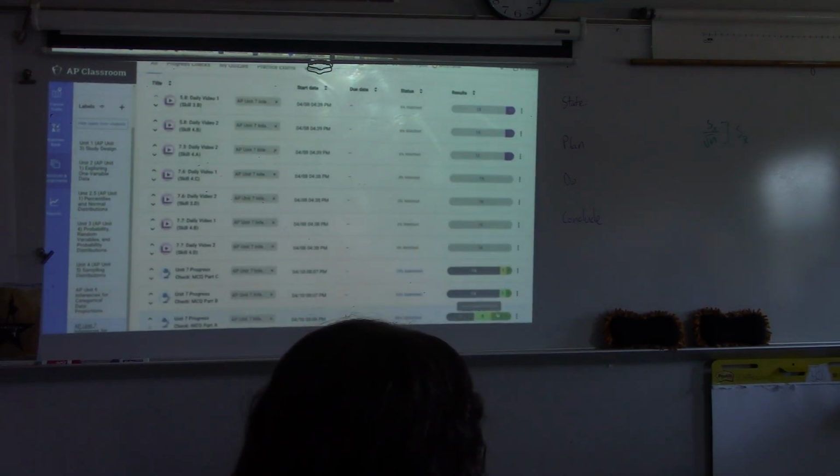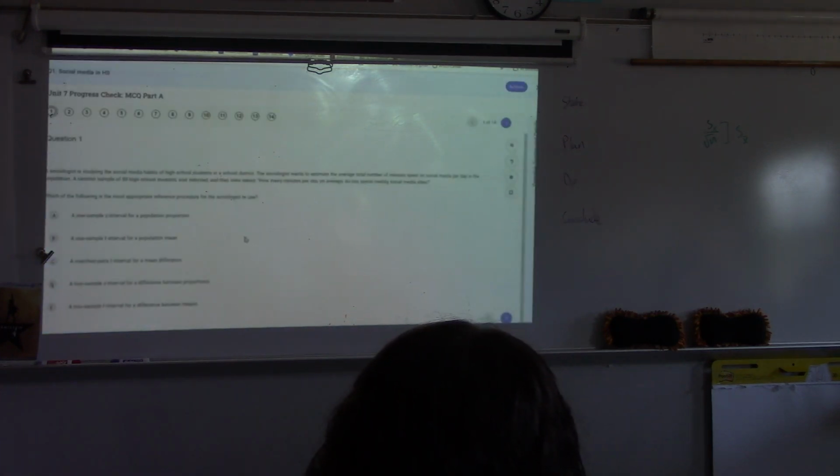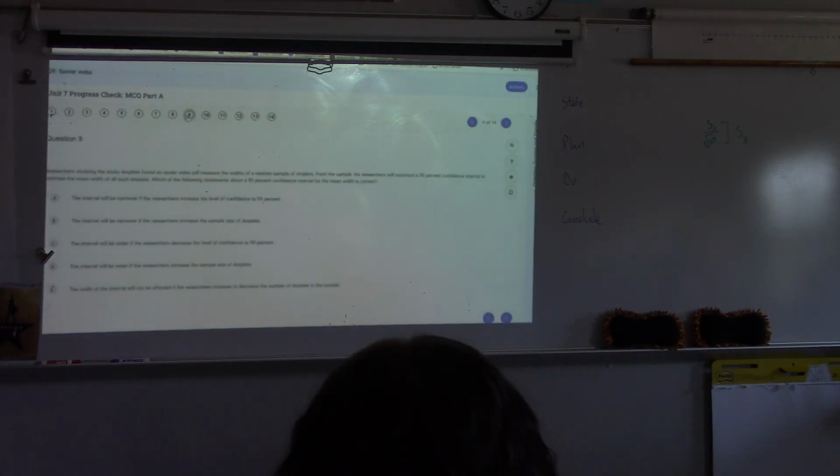And I will point out, so 9 of us so far have done these progress checks, all in the green, so that's really exciting. Make sure you are tackling these, taking the time to really read through those, because you do have the skills you need for this.